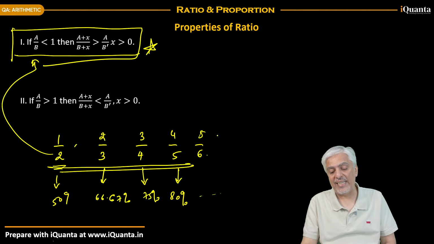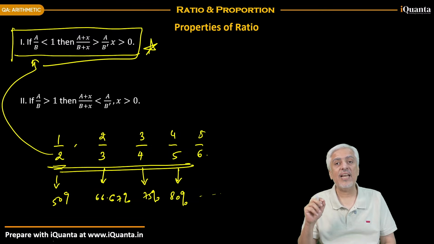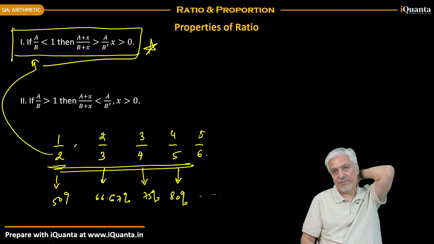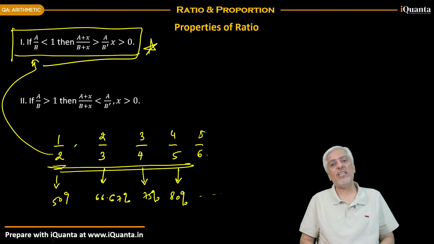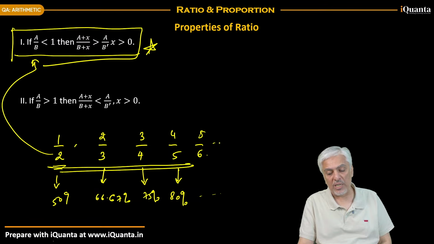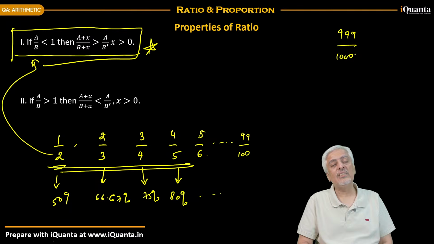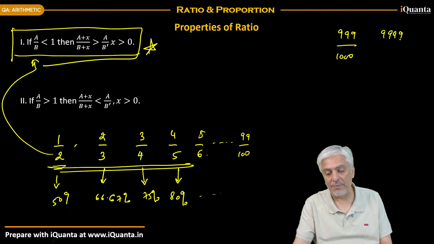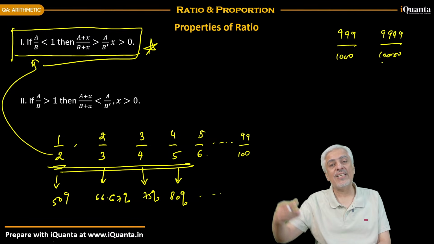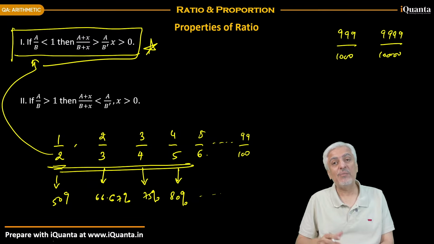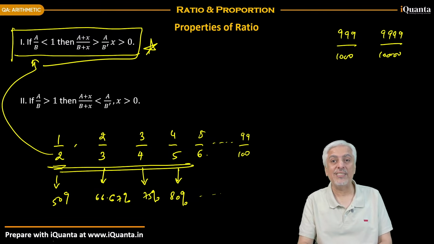Exactly. So what will happen as I keep going ahead? 6 by 7, 7 by 8, 8. As I keep going ahead, I will reach near 100%. I will never reach 100, but I'll reach a number which is very, very close to 100. So for example, if you keep going ahead, at some stage you'll get 99 by 100, which is 99%. Some stage you will get 999 by 1000, which is 99.9%. Some stage you will get 9999 by 10,000, which is 99.99%, which everybody wants in CAT, right? 99.99 percentile.